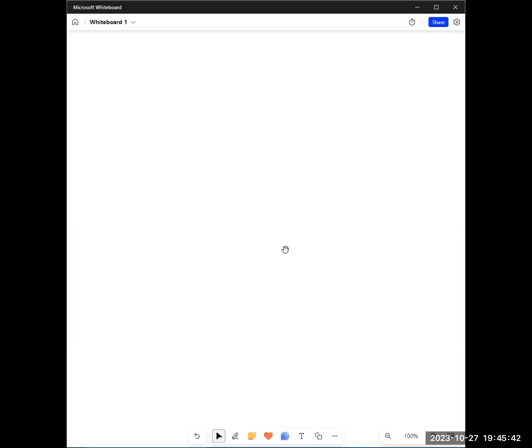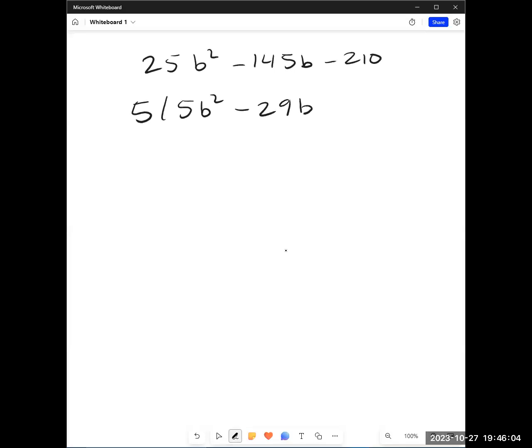Then I have one last example here. 25b squared minus 145b minus 210. This is my only example like this, so I just decided to do it with this video. This one has a numerical GCF of 5. 5b squared minus 29b minus 42. And let's go ahead and try and factor that one now.